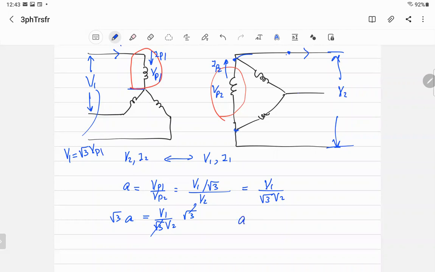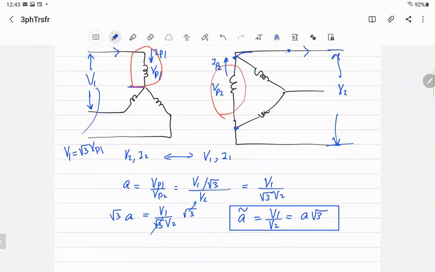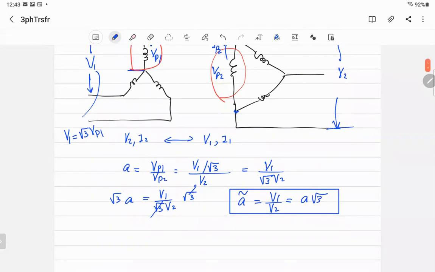So I'll call it A, like anything else, not the same thing, is equal to V1 over V2, which is equal to A times square root 3. And we got the relationship between the line voltage in both sides.